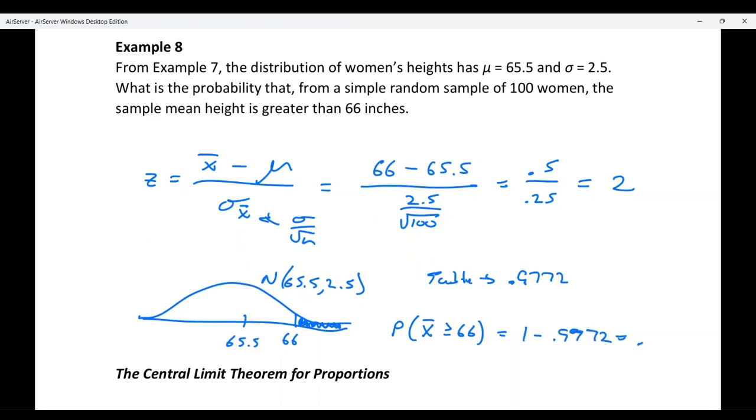or 0.0228. So again, what that means is if I were to sample 100 women in the United States, I would expect about 2.3% of the time that the average height of those women is greater than 66, assuming that the average height is actually 65 and a half.